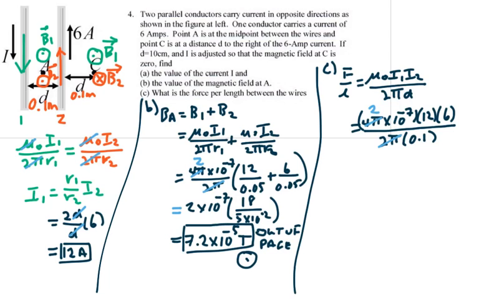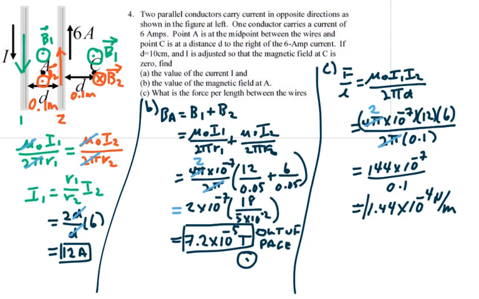So we're going to have 12 times 12, which is 144, times 10 to the minus 7 over 10 to the minus 1, or 0.1, which is going to be 144 times 10 to the minus 6, which would be 1.44 times 10 to the minus 4 newtons per meter. So that is the force per length between these two wires, 1.44 times 10 to the minus 4 newtons per meter. And it should be repulsive because the currents are in opposite directions.